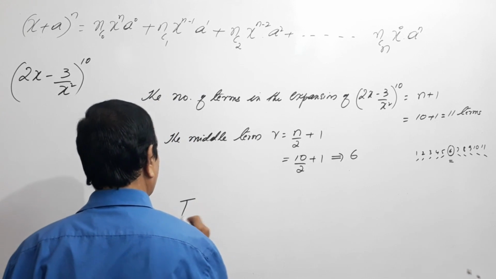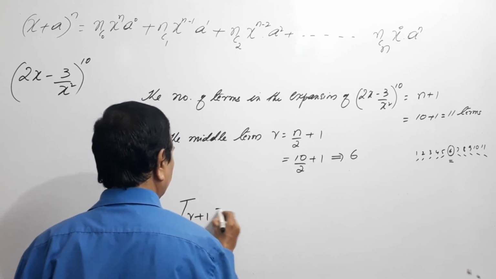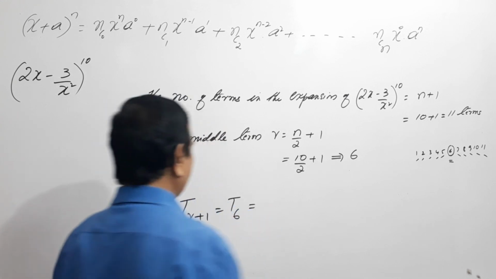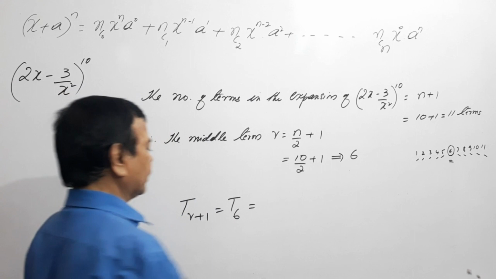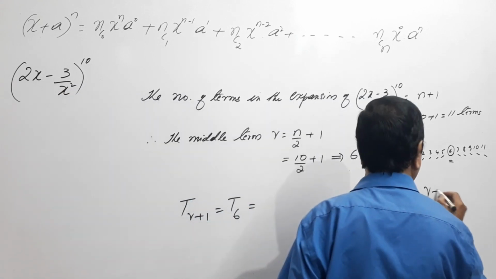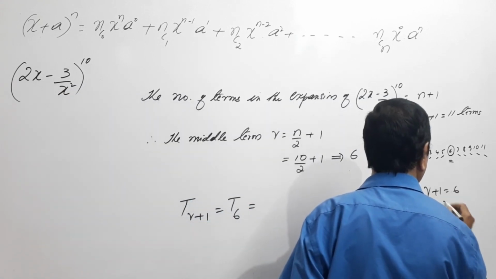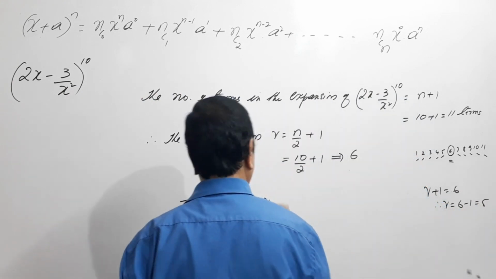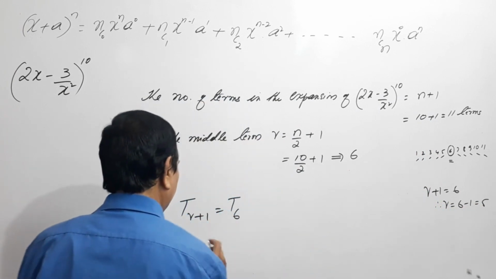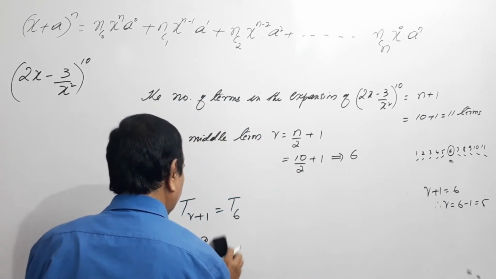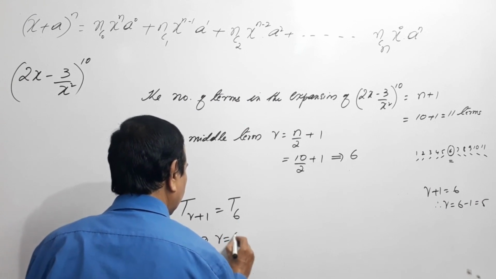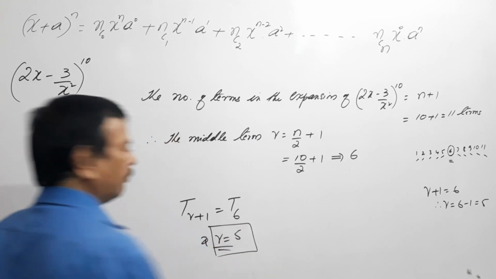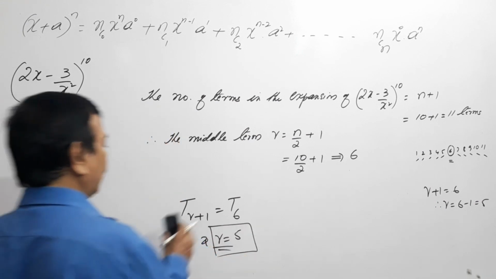This is T(r+1) equals T6, so r plus 1 equals 6. Write like this: r plus 1 equals 6. Therefore, r equals 6 minus 1 equals 5. So r equals 5. Remember this. Okay, now we will apply the formula.